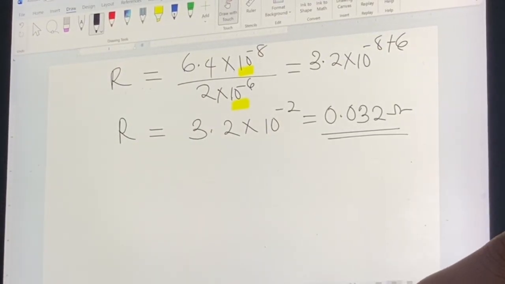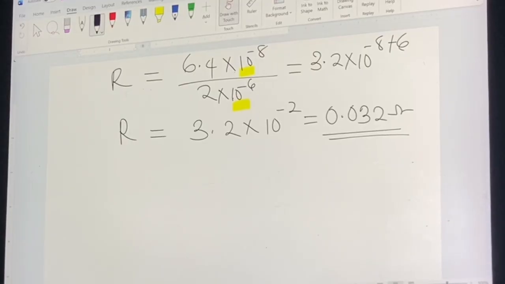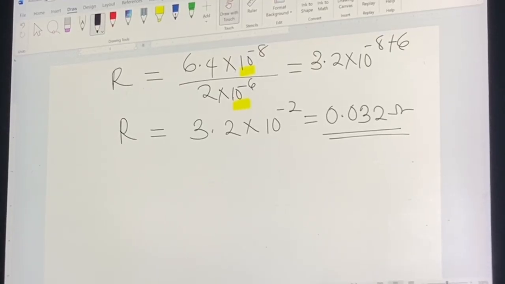This is our answer. So in our next video, we'll focus on the possible questions on conductivity.